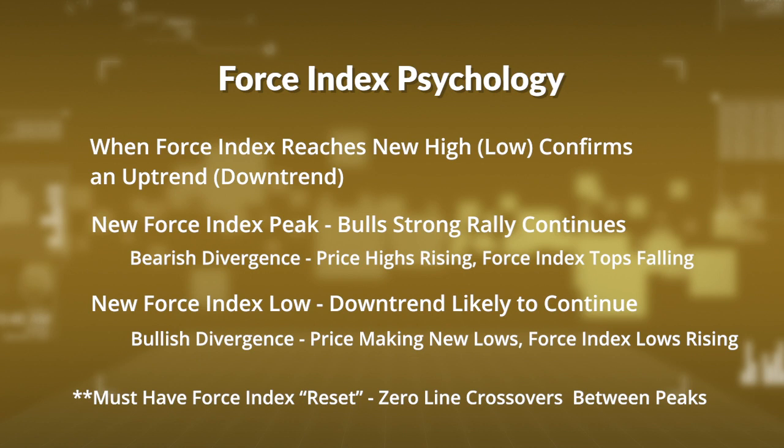So the force index reaches a new high, and if it goes the other direction, vice versa. When the force index reaches a new high, that's confirming the uptrend, because you're in an uptrend and the force index is moving to a new high. That's telling you that there's some intensity, some excitement, because those values, remember, are getting higher. So if you make a new high on the force index, that's confirming what's going on in the uptrend. If you get a new force index peak, the bulls are strong and the rally is going to continue.